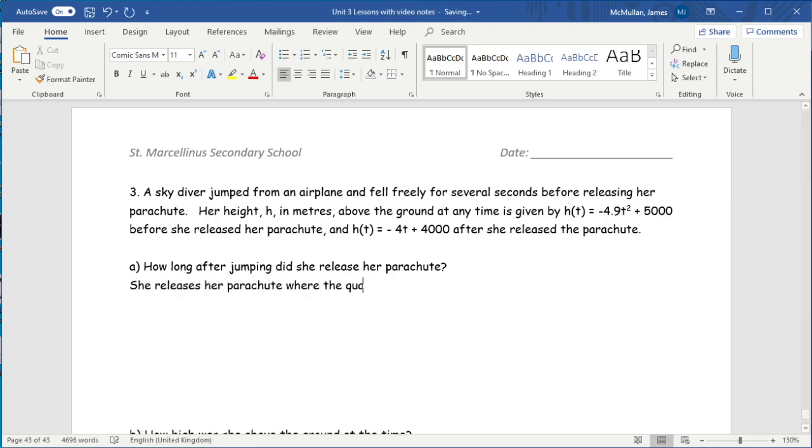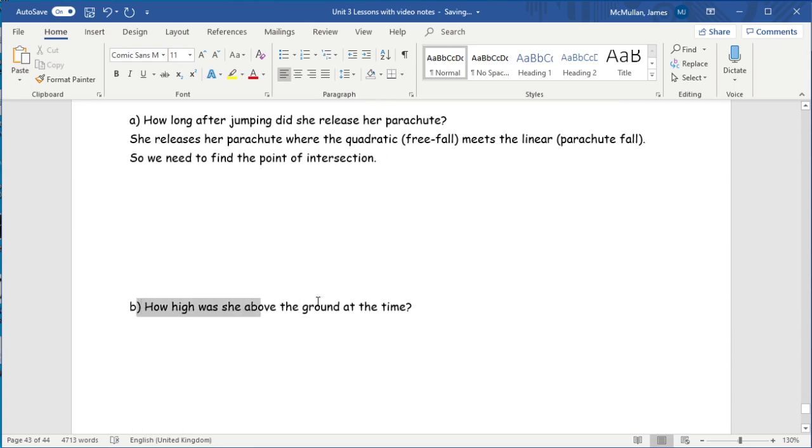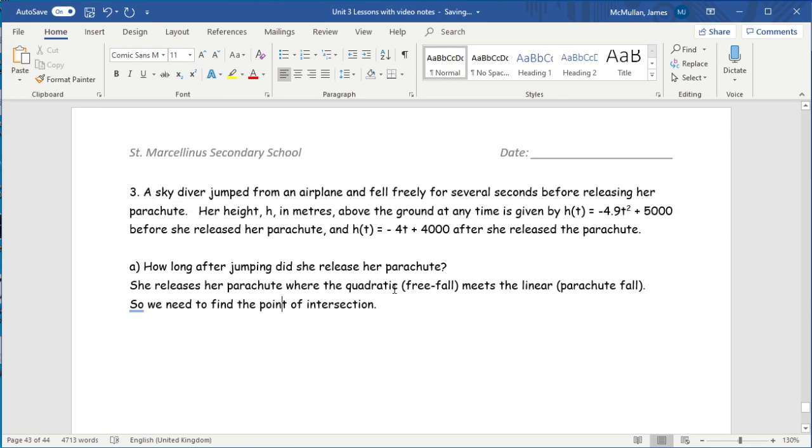where the quadratic free fall meets the linear parachute fall, right? So we want to find the point of intersection between the two equations. So we need to find the point of intersection. Actually, to answer the question, all we really need is the x value, although I think we're going to need the y value for part b anyway.